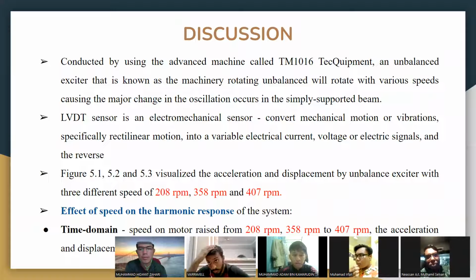So according to figures 5.1, 5.2, and 5.3, the acceleration and displacement by the unbalanced exciter are visualized at three different speeds of 208 RPM, 358 RPM, and 407 RPM. Basically, this experiment consists of two effects of speed on the harmonic response of the system. The first one is the time domain, where the speed of the motor is raised across these three speeds, and the acceleration and displacement will increase. So next.